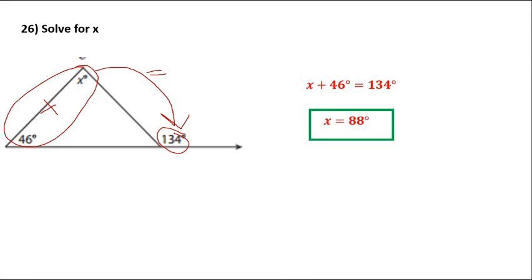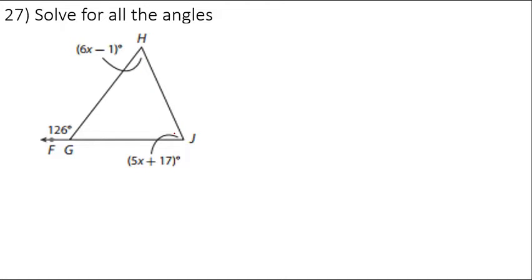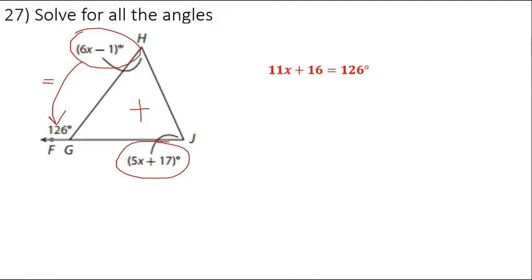Okay, now 27. Here I'm going to solve for all the angles. So all the angles means angle H, J, and then G. Again, I'm taking these two and adding them together, and I'm setting it equal to the outside. So I set up an equation like this. I take 6x minus 1 plus 5x plus 17 equals 126.